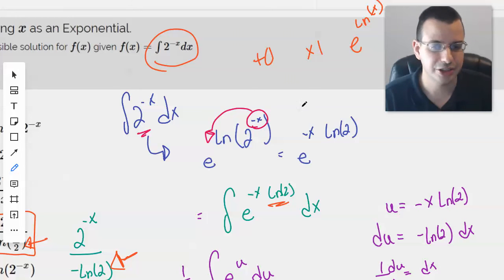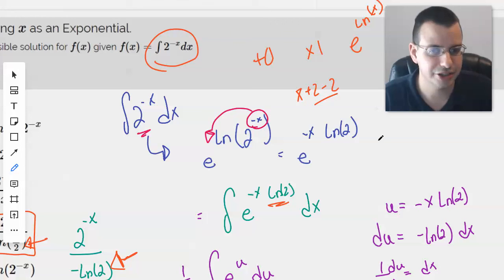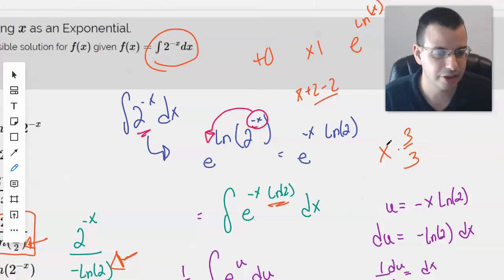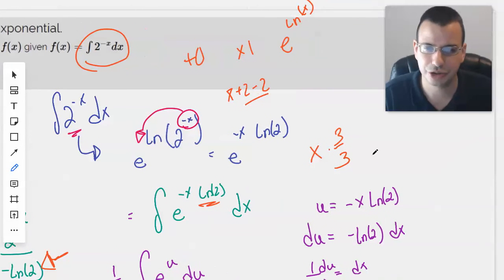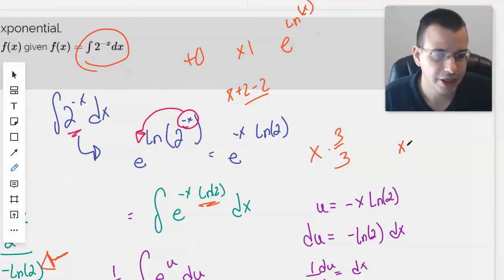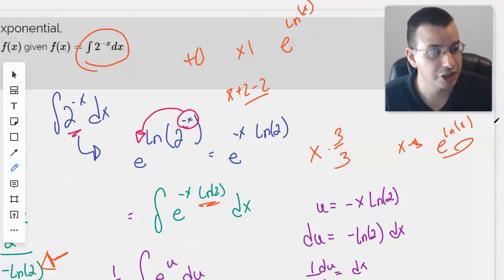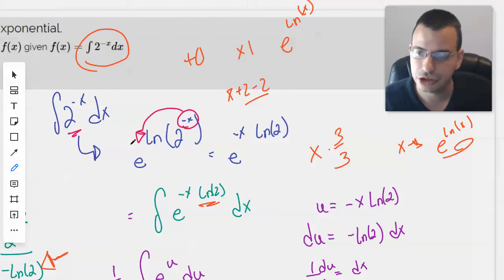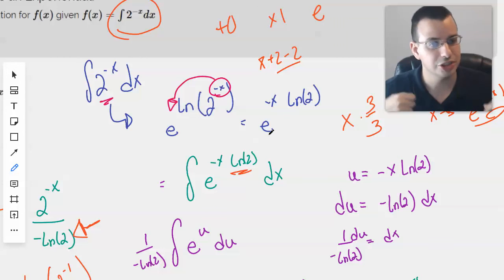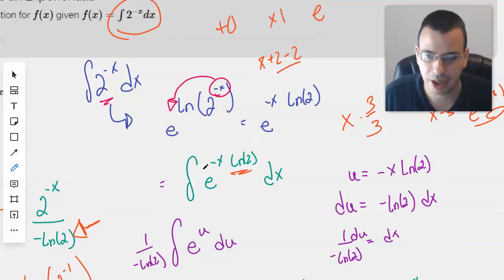So the add 0 would be like you have x plus 2 minus 2, added 0. Have x, multiply by 3, divide by 3. And then the last one, which I said there's 2 rules, there's 3, would be x then becomes e to the natural log of x. And this is the rule that we used to rearrange things so we could do a substitution on this problem.